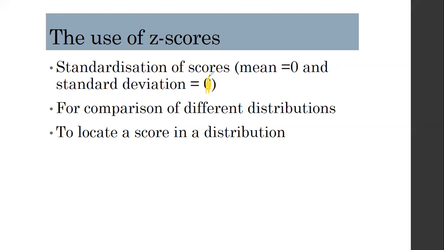It's 1. So every time you convert, whatever the mean is on a normal distribution, if you convert, the mean will become 0, and then the standard deviation becomes 1. Okay, so it allows for comparison, like what I've just said.